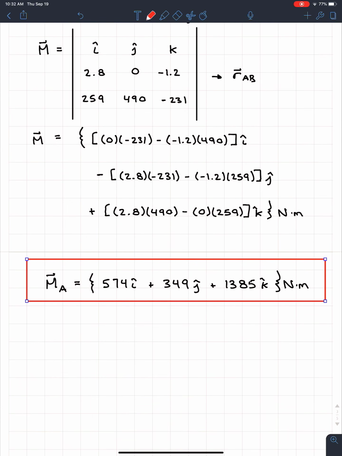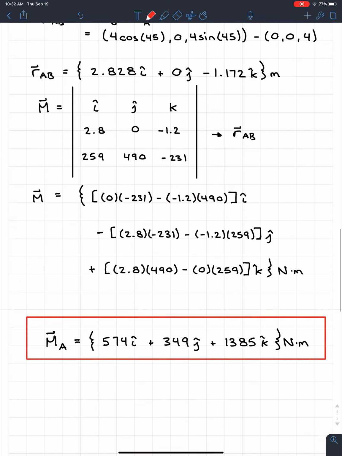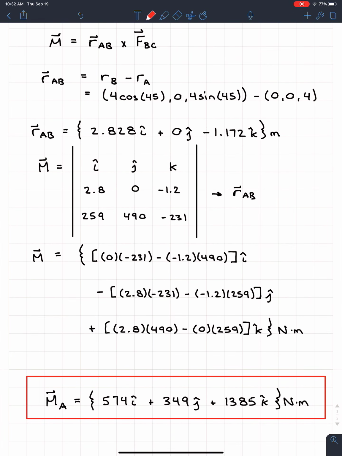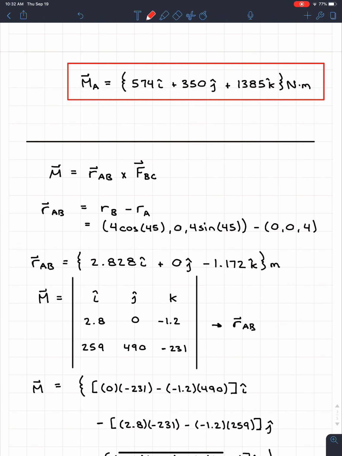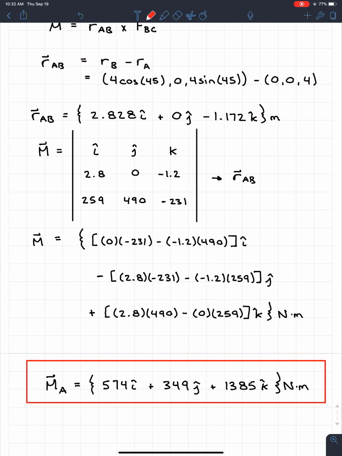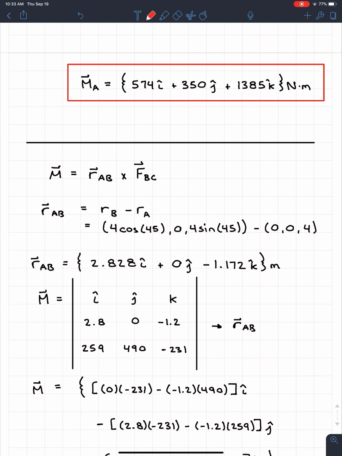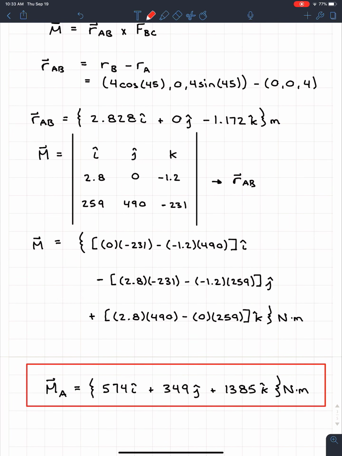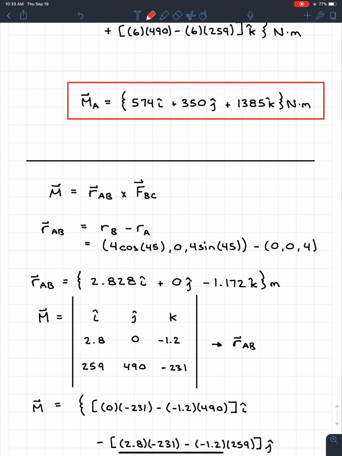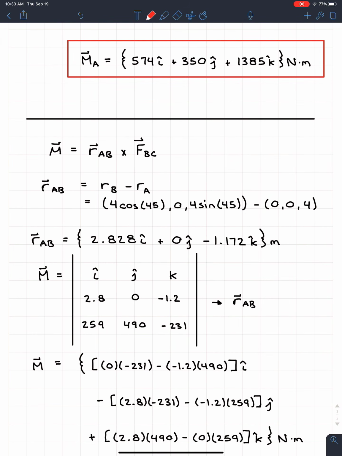So this question is now done using the second way. Before we proceed, let's take a look. For the I component, we got 574, and up there we also got 574. For the J component, we got 349, and up here we got 350. That's just rounding error, a difference in how I put the numbers into the calculation. More specifically, when I found the J component I got 349.4, so it rounded down, and in the first one I had 349.6, so it rounded up. The difference was actually only 0.2. And for the last one, I got 1385 for both.